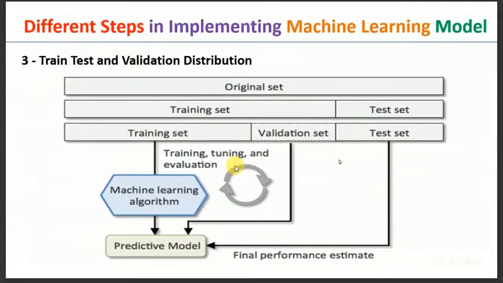This is another way. The original data set is split into training and testing. Then again, the training set is split into training and validation. And we create a machine learning model. Those are machine learning algorithms which are predefined. The only thing is to run the algorithms with the training set data as input.